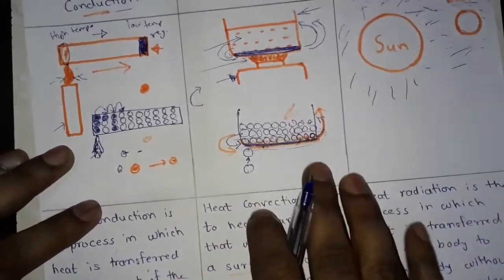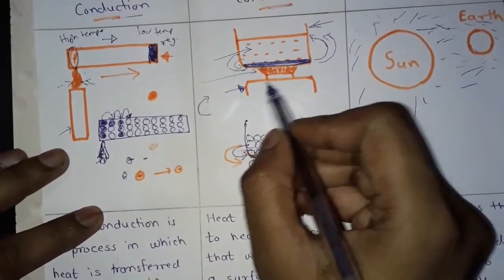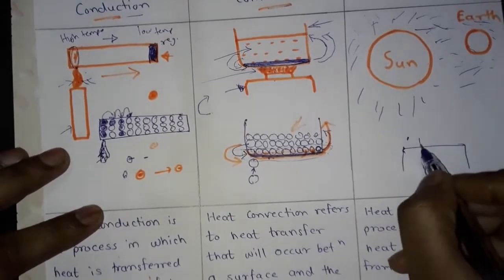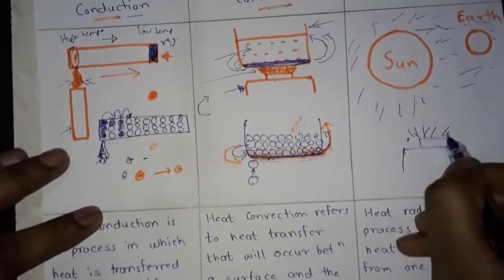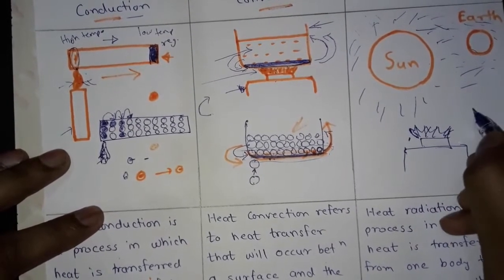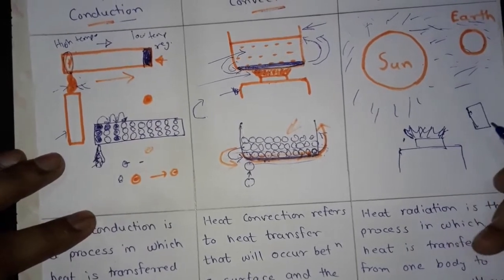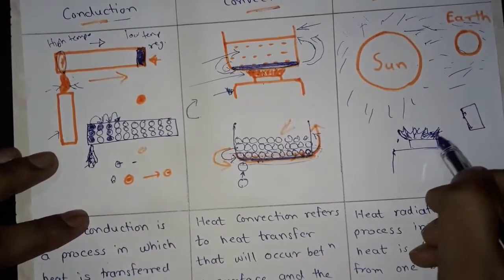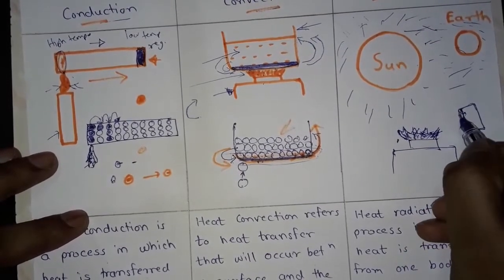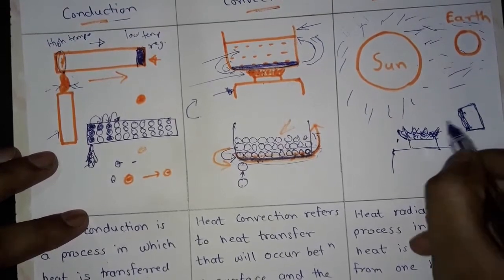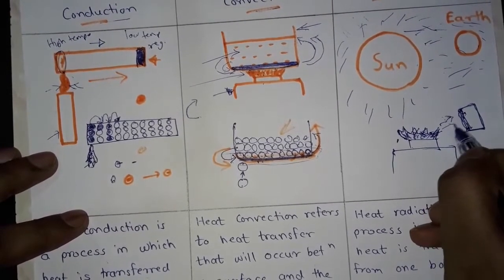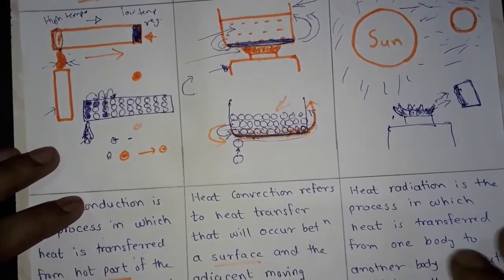Suppose this is our gas, and here it is a flame. And suppose we keep our hand at this position, this is our hand. After some time we feel our bare hand getting hotter. This is due to the radiation of heat. This is radiation heat transfer.